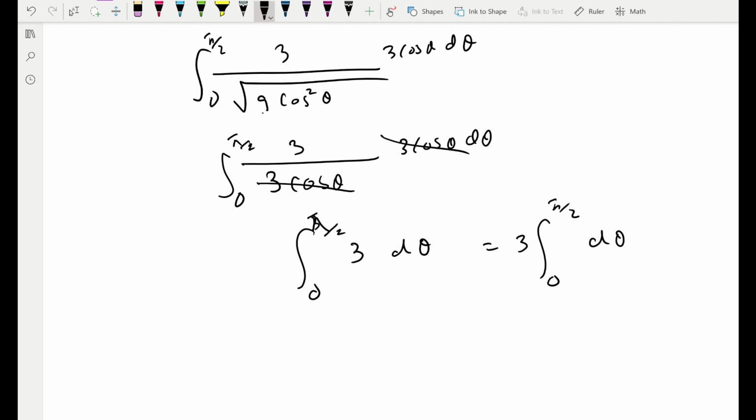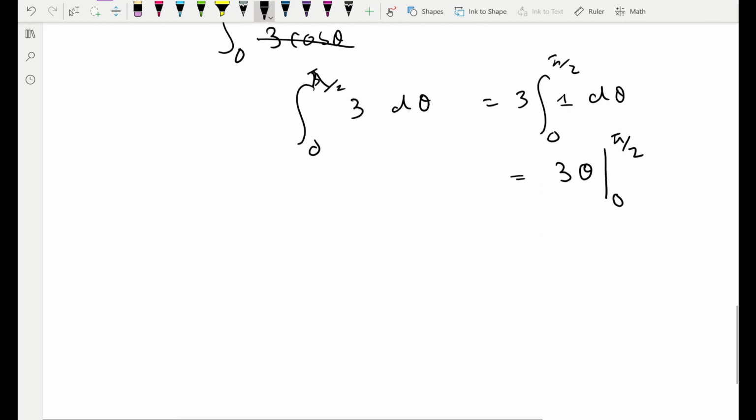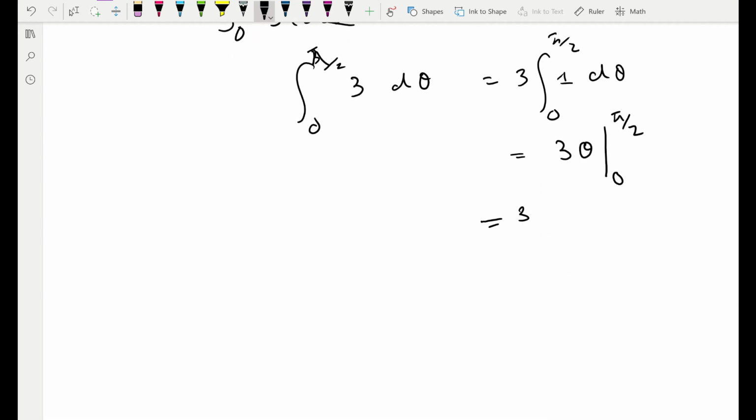And we are just integrating 1, right? If you integrate 1, you're going to get theta. So we get 3 theta going from 0 to pi over 2. Now let's plug in pi over 2. So it's 3 pi over 2 minus, if you plug in 0, it's 0. So 3 pi over 2. That's the length of that circle arc in the first quadrant.